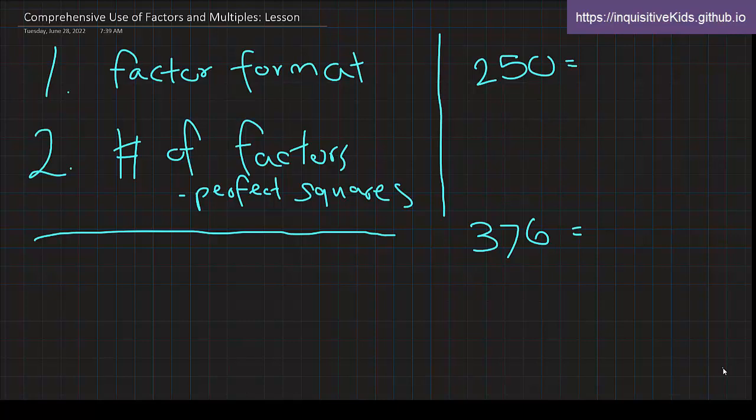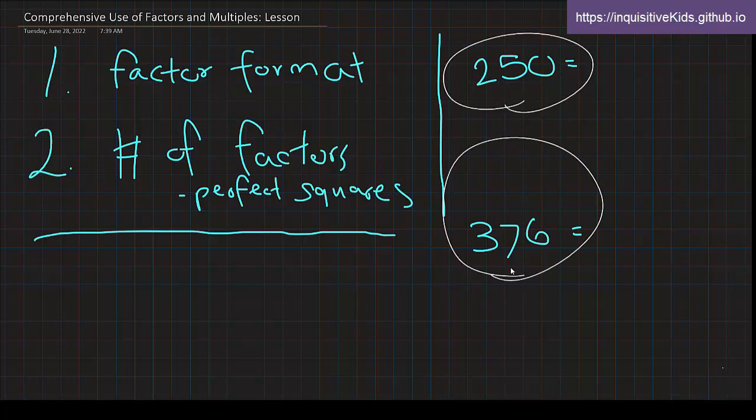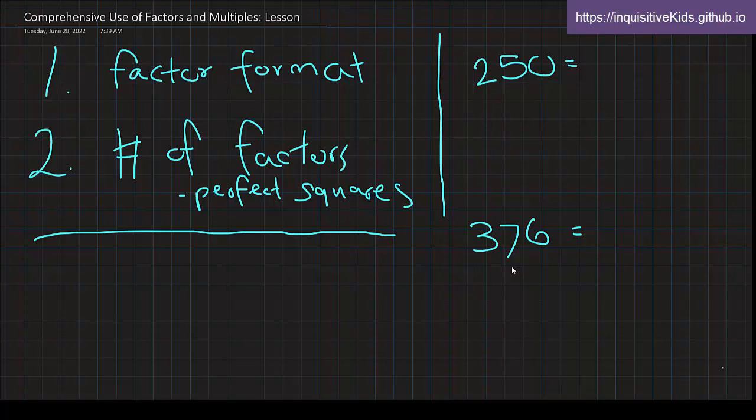In this video, we will be starting our comprehensive use of factors and multiples, and this is our lesson video. So first, I'd like to go over the factoring format. You probably already know what prime factoring is, which is taking a number like 250 or 376 and splitting it up into its prime numbers. And to review, prime numbers are numbers that only have two factors, 1 and itself.